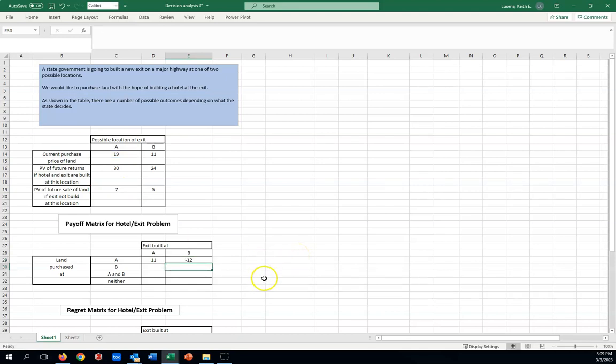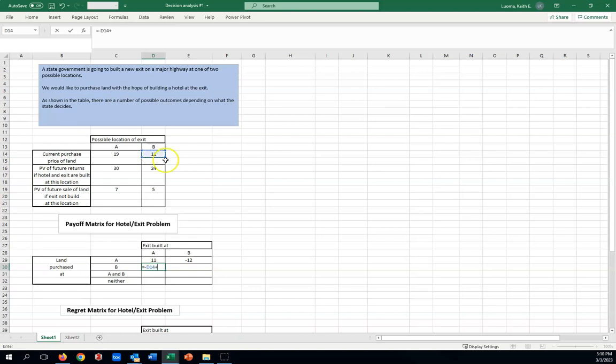Let's do the exact same logic for the next row. So here we purchase the land at B. So let's start out with our purchase. So that would be a minus. We purchase land at B. That purchase price is $11 million. Click on that.